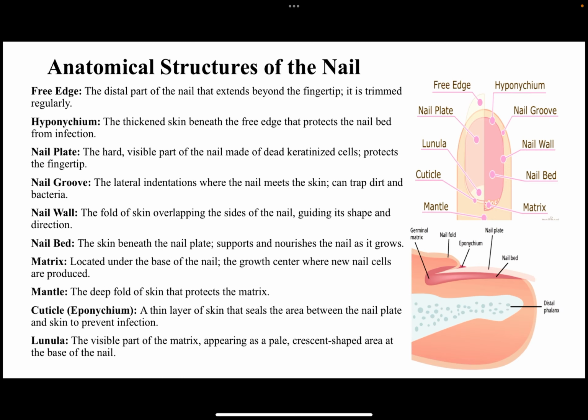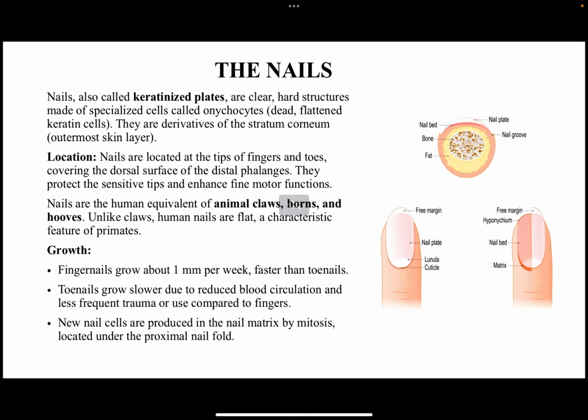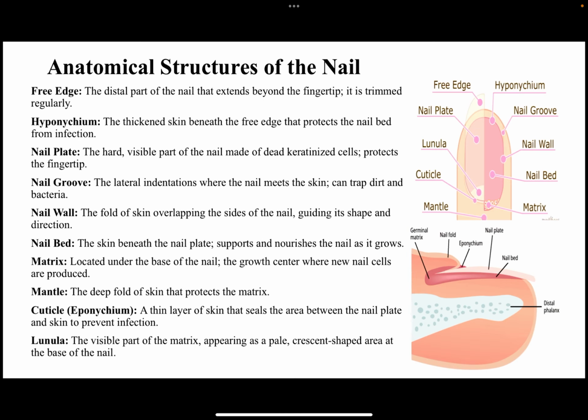Now let's look at the anatomical structure of the nail. Like I said, we have the free edge. The free edge is also what we call the free margin. It's the same as the free edge. That is the distal part of the nail that extends beyond the fingertip. And that is the part that we usually trim. If you are trimming your nails, the free edge is what you usually trim.